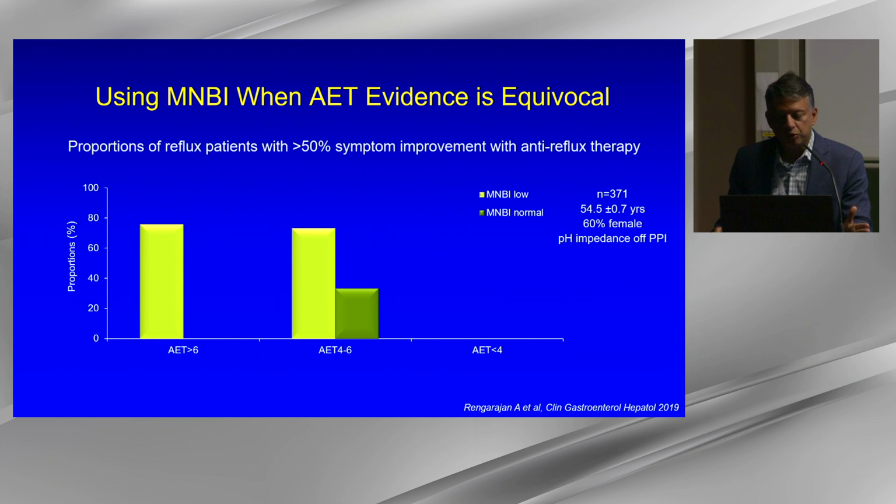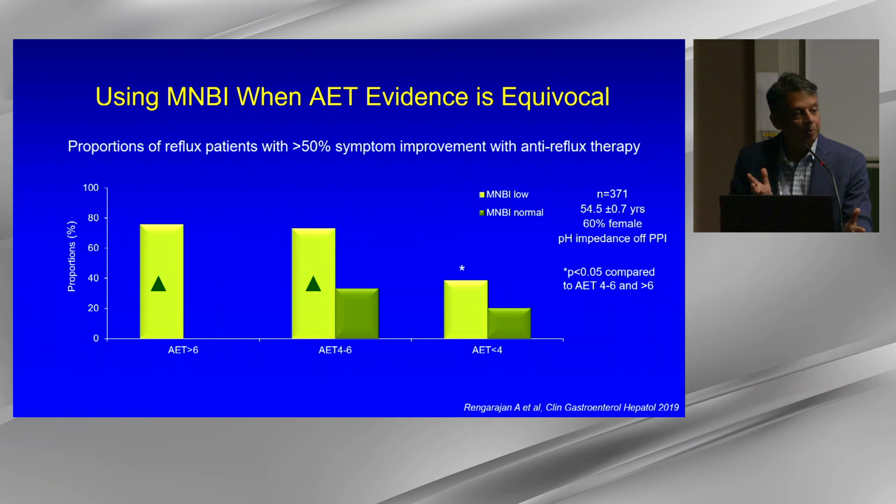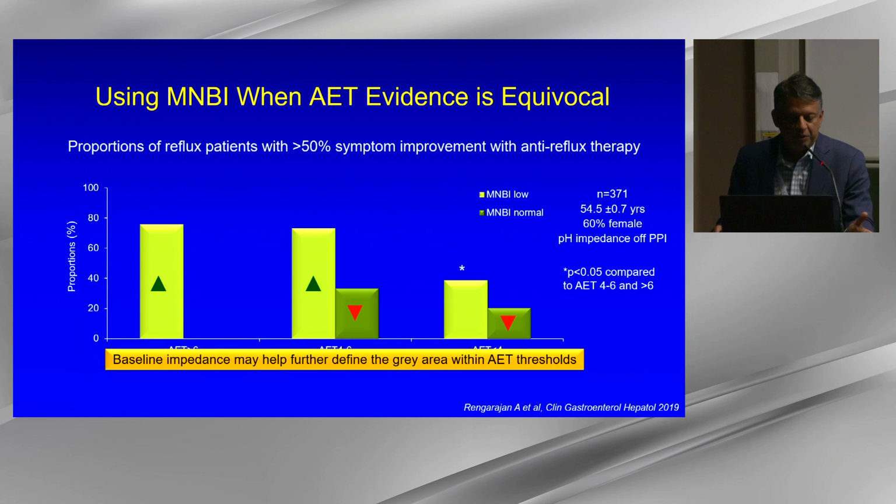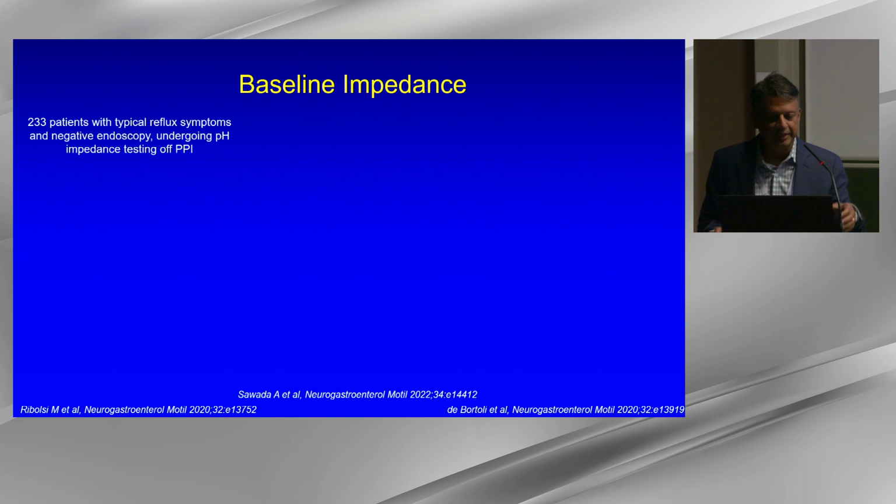If you look at mean nocturnal baseline impedance and look at outcome, what we found was that when the mean nocturnal baseline impedance was low, the response resembled patients with acid exposure time of more than 6. So low mean nocturnal baseline impedance and inconclusive AET resembled AET more than 6 in terms of response to anti-reflux therapy, and the opposite with when the mean nocturnal baseline impedance was normal, and that resembled patients with non-reflux etiologies. So baseline impedance may help further define the gray area within AET thresholds.